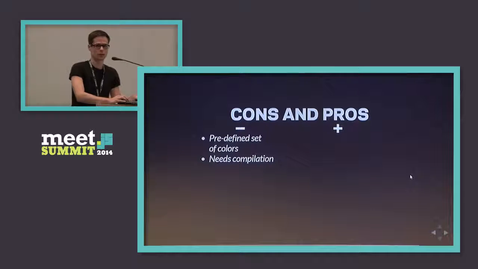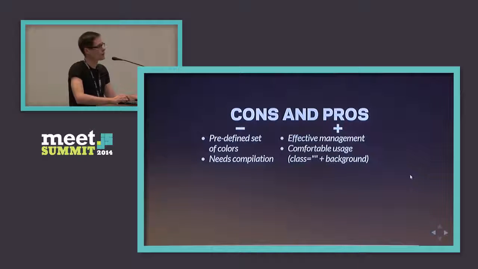And to sum up some cons and pros of the solution, it's of course a predefined set of colors. You cannot let users add their own CSS and change the colors, but if you're fine with that, you can go for that solution. It needs compilation, but most of you use Grunt already, so it shouldn't be a problem. It's kind of effective management, and for me it's very comfortable to use. Just put the name of the class and use the background properties to change the size and how it is positioned on the website.